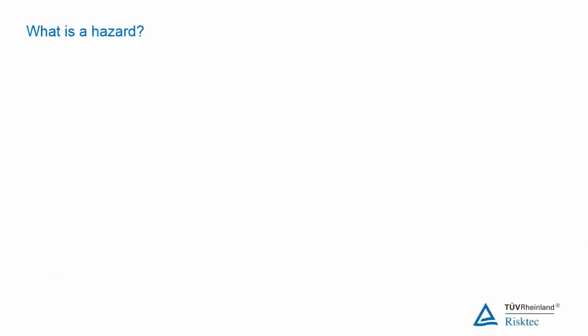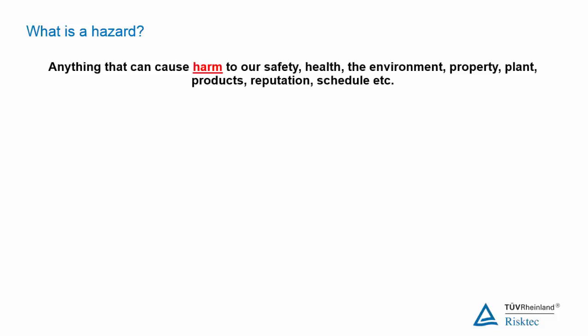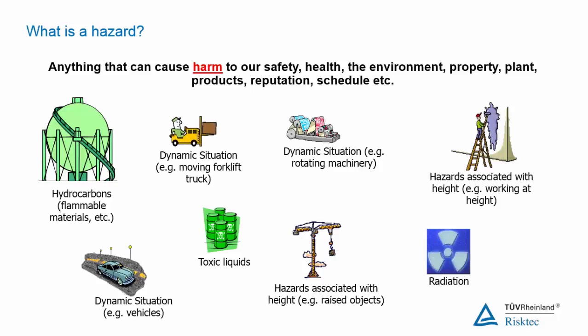To start, let's define what we mean by a hazard. A hazard is something with the potential to cause harm. The thing could be a substance, or an object, or a situation, for example. And the harm could be to people, but also to the environment or to our property or to our company's reputation. So, examples of hazards include a flammable gas or a toxic liquid, or working at height, or driving a car.